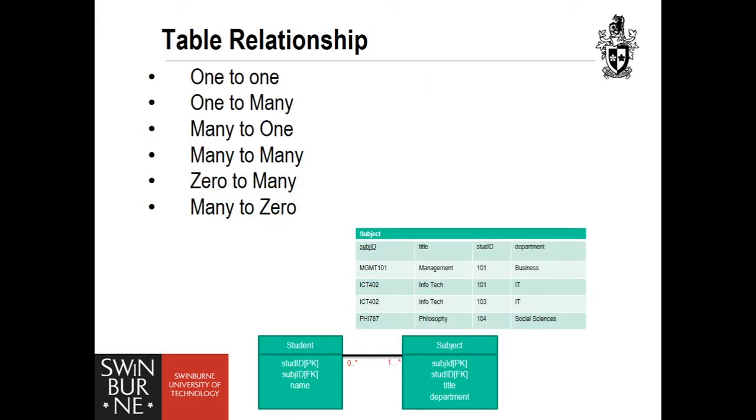Okay, currently there are 6 different table relationships. The first one is one to one, many to one, many to many, 0 to 1, many to 0. One star means many, 0 to many. This is a relationship for student and subject.